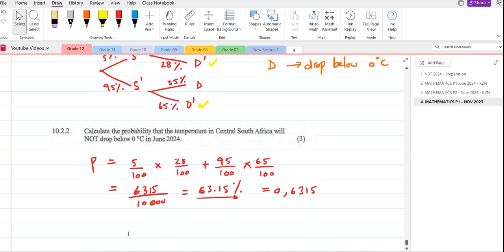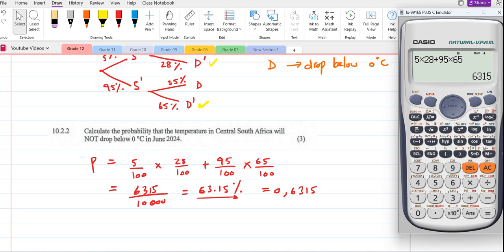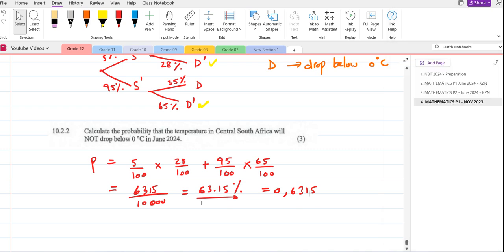And by the way, what is that divided by 10,000? If I work out the probability as a decimal, you can leave your answer like this as well. So I will just write it as a percentage since everything was given as a percentage. Moving on to the next question.